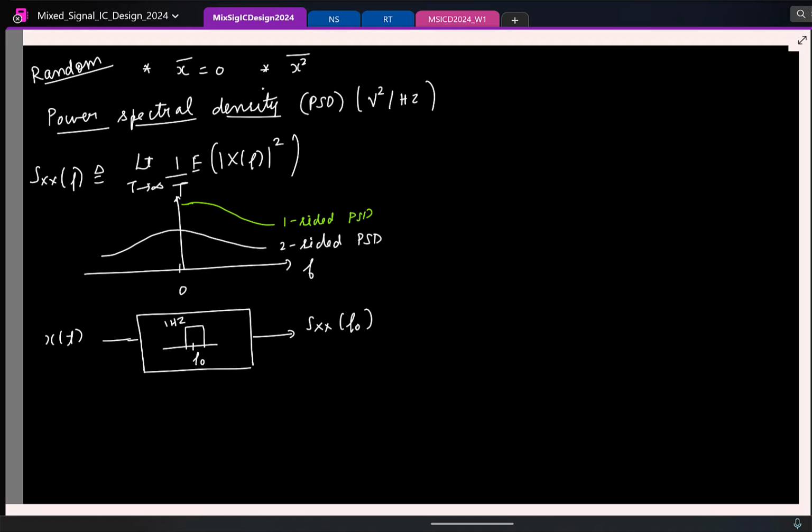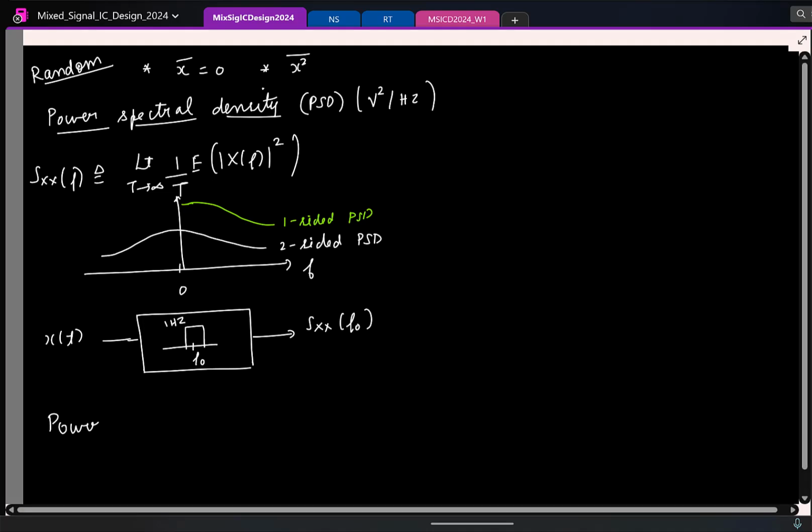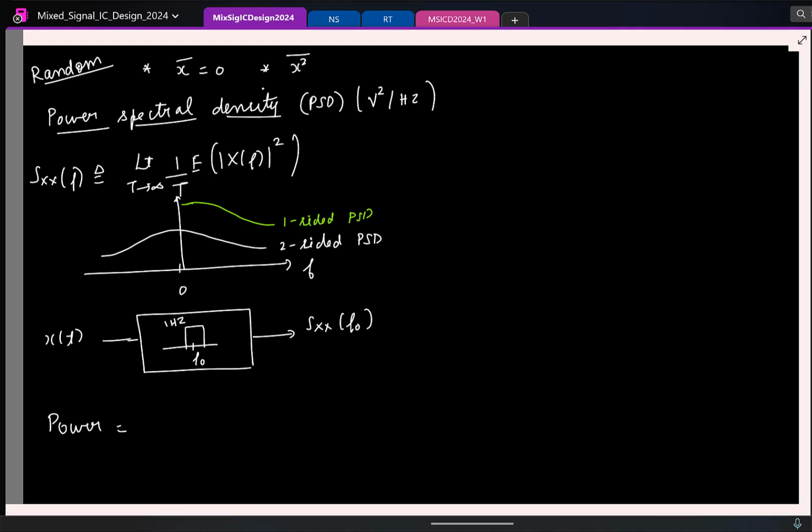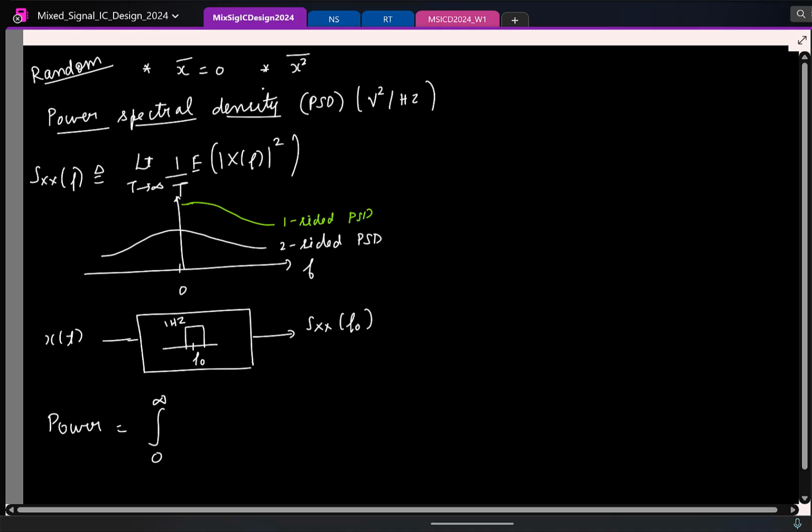bandwidth. If I want to find the total power in the signal, what do I do? Yeah, you are interested in the power across all frequencies. So you sum it across all frequencies, in continuous time, this is essentially integration. One thing is, when I am integrating from 0 to infinity, I have inherently assumed that this is a one-sided power spectral density. Okay.